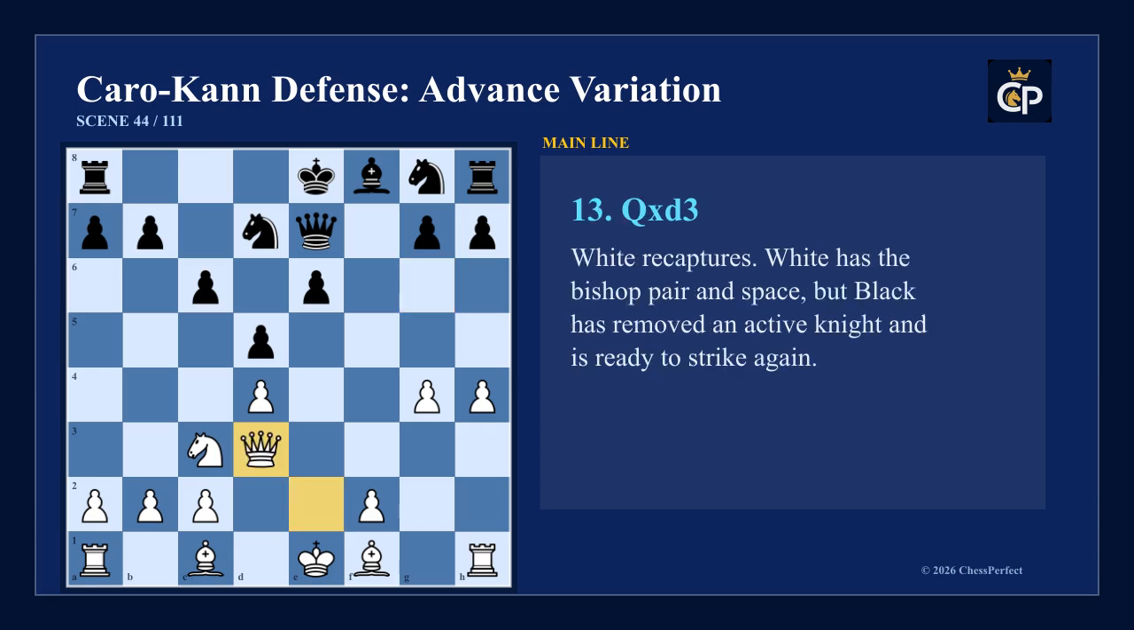Queen takes d3. White recaptures. White has the bishop pair and space, but black has removed an active knight and is ready to strike again.